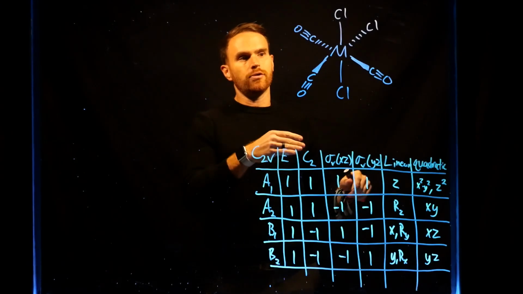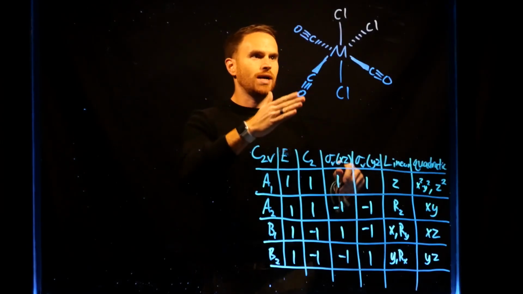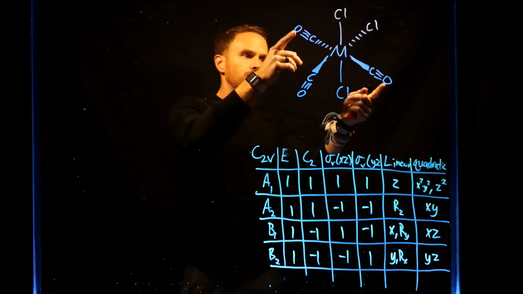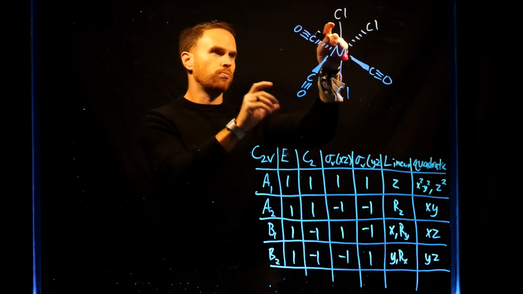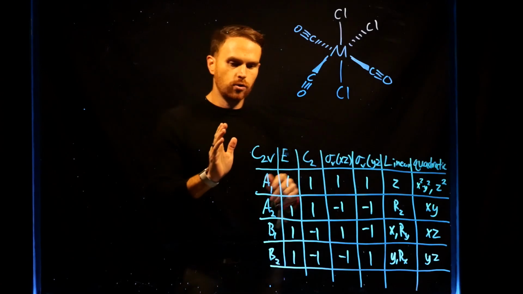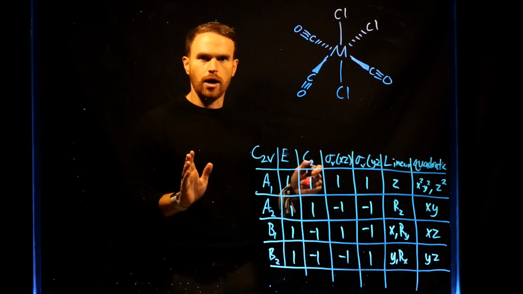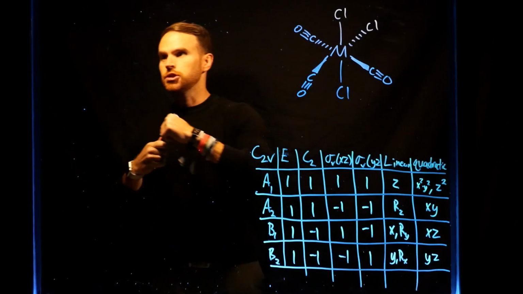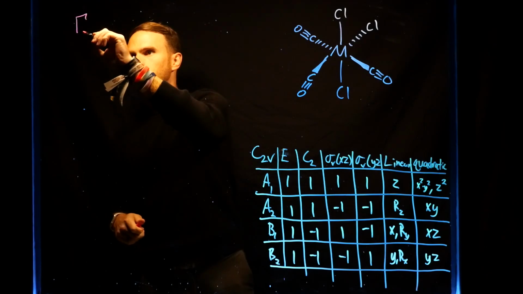And then you also have another sigma v that contains the principal axis, in which these two flip, where the mirror plane would contain all four of these atoms. So, now that we know that it is C2v, we need to figure out what our reducible representation is going to be for just the CO stretches.